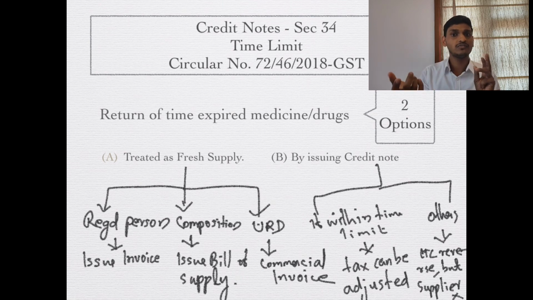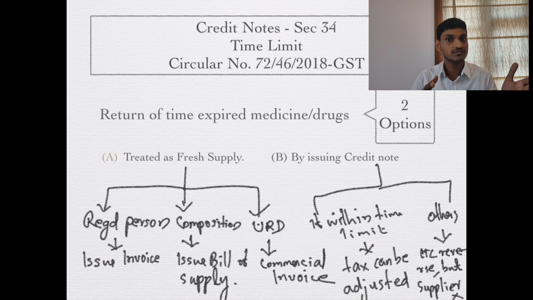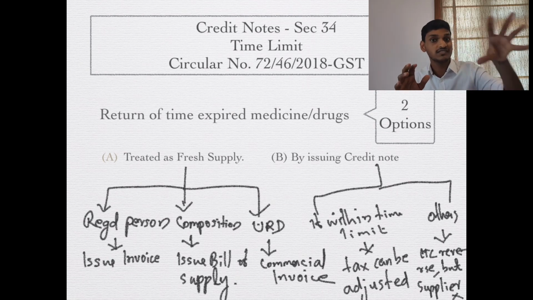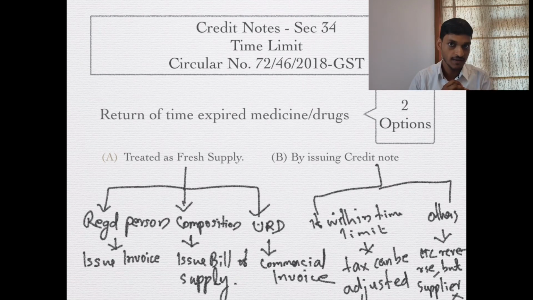Retailer, on expiry of goods, on that medicine or drugs, whatever it is, wants to return the goods. But the month is over. September month is over. Can he return the goods? He can return the goods. But will the supplier be able to reverse the tax? No. If it is after September, he cannot reverse the tax.